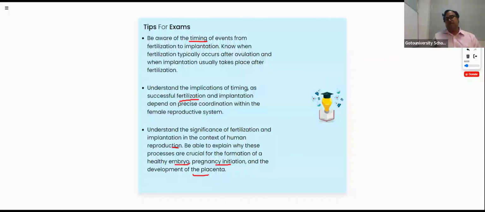Healthy embryo will not be formed. Pregnancy initiation will not occur, and placenta will not develop. Who made placenta? Who is the mother cell of placenta? Whenever you see placenta, you need to bring all the points. Endometrium made placenta. If the endometrium is not making the placenta, what is the fate of the endometrium? Degenerate. Why does the endometrium need to degenerate? Because the sperm and egg did not interact.